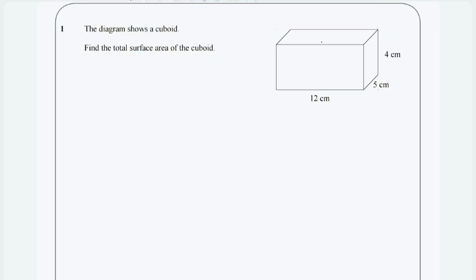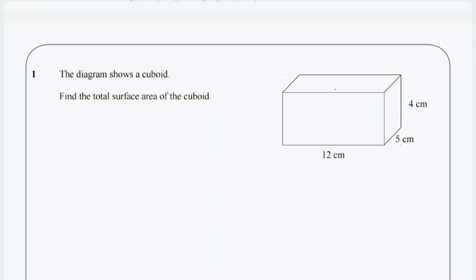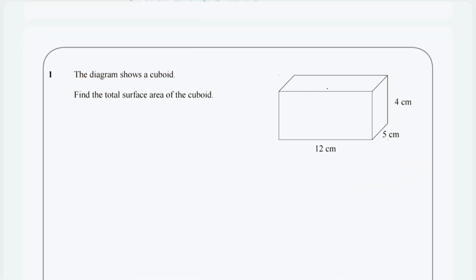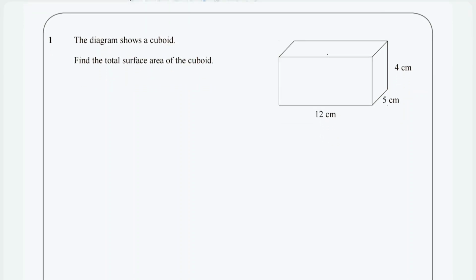Question number 1 says the diagram shows a cuboid. Find the total surface area of the cuboid. In order to find it, there is a formula and there is a way of doing it manually. For the manual way, this is the height, which is 4, and this would be 4 too.